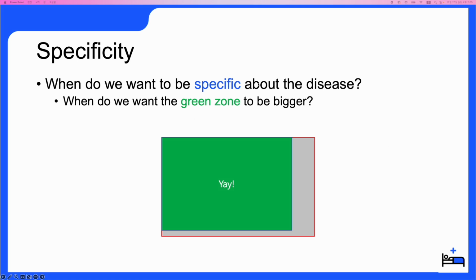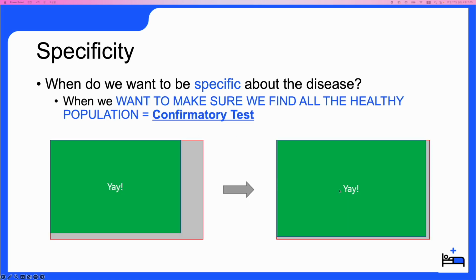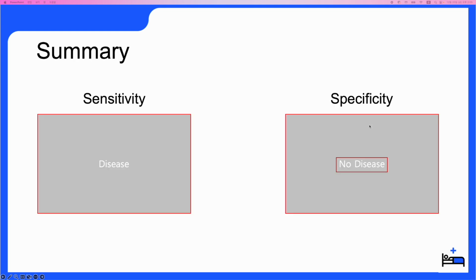So, when do we want to be specific? In other words, when do we want the green zone to be bigger? For specificity, we want to make sure that we find all the healthy population, all the people with no disease. And to put it in another way, high specificity would be required in a confirmatory test after screening. We want to be specific. We want to confirm that these people do not have the disease.